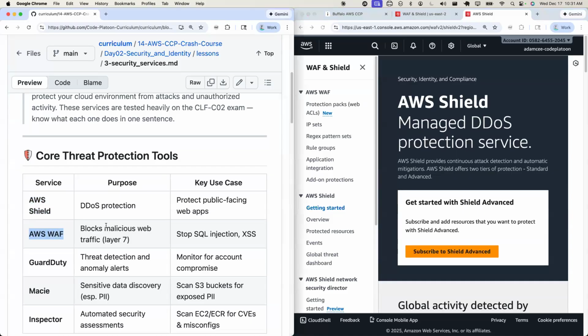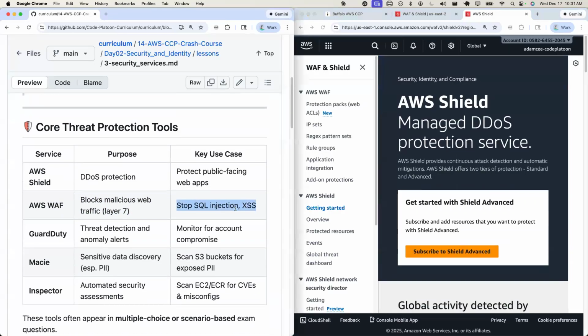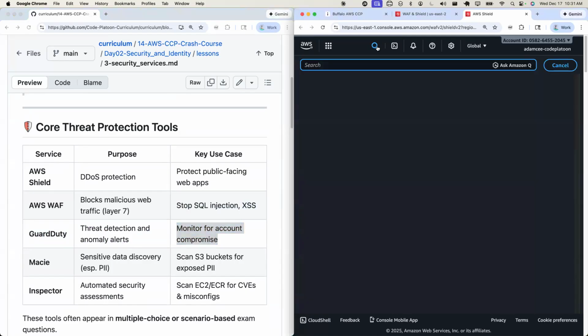So AWS WAF is for blocking malicious web traffic to help stop attacks like SQL injection or cross-site scripting. GuardDuty is for threat detection and anomaly incidents. So this one's a little different. It's actually going to monitor to see if an EC2 is trying to access user passwords in a database or do something that it normally doesn't do.